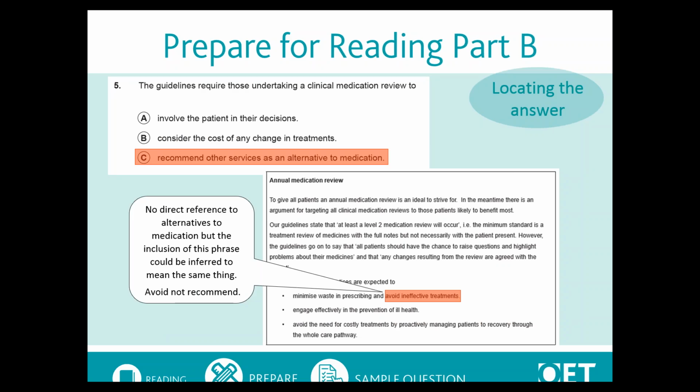This answer option is less clear. The meaning of an answer option is not directly provided in the text. Instead, it can be inferred, understood from the meaning created by a combination of words. In this example, ineffective treatments can be inferred to mean the same as alternative to medication, but the text says this should be minimized or avoided rather than recommended, which provides the evidence that C is wrong.